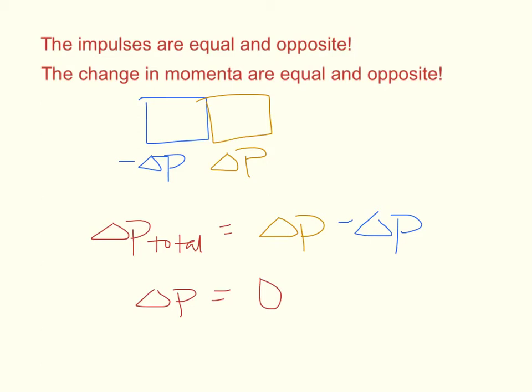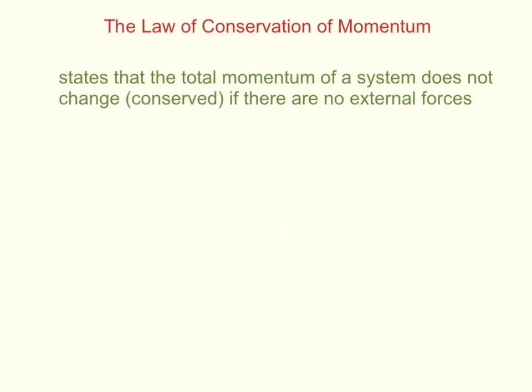And that is the essence of the law of conservation of momentum. In any collision that occurs, the equal and opposite forces mean equal and opposite impulses, and equal and opposite change in momentum, and so the total momentum of a system remains unchanged. All right, and that's the law of conservation of momentum. It is applied anytime two objects are colliding. Momentum will always be conserved in those collisions, if there are no external forces.